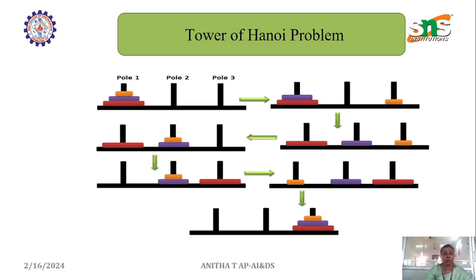Next coming to the time complexity. Time complexity is O(2 to the power of n). There are two possibilities for every disk, therefore 2 into 2 into 2, that is, 2 multiplied n number of times, so 2 power n. Auxiliary space is used by the function call stack, which is O(n).